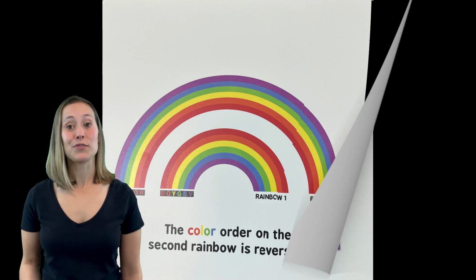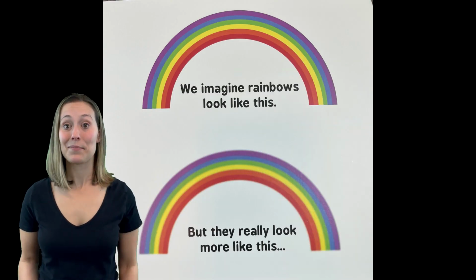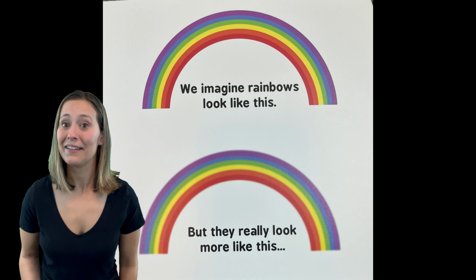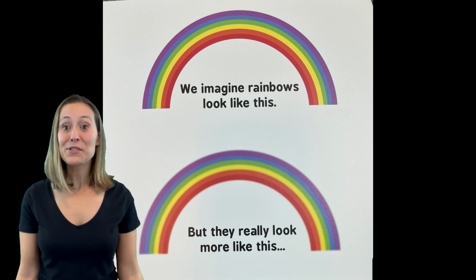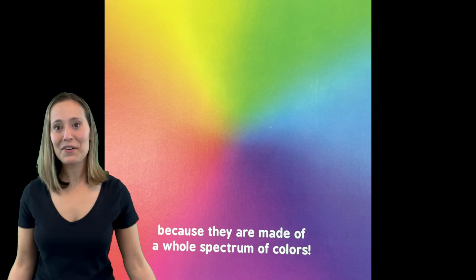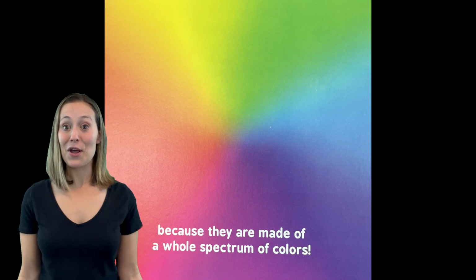We imagine rainbows look like that on top, nice and clear. But really, they're more like this on the bottom, kind of fuzzy, because they're made up of a whole spectrum of colors. And now you know optical physics. We just learned a lot of things about light and color and physics that I didn't know, and I'm sure you didn't know either. You can be a scientist and test this stuff out at home.